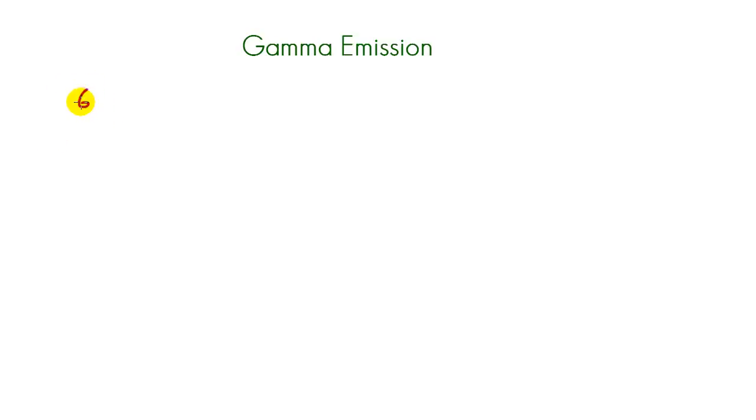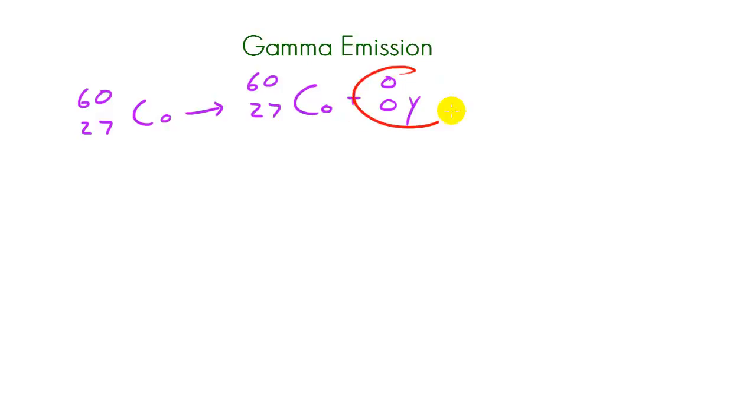Now, in order to write this, it's cobalt-60 with atomic number 27, and the process it undergoes turns it into cobalt-60 with atomic number 27 plus a gamma symbol with 0 and 0. Now, we're going to be talking about what the heck the gamma is in detail a little bit later on, but for now, just think of it as a burst of energy.